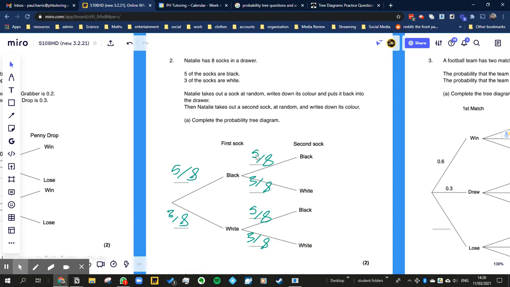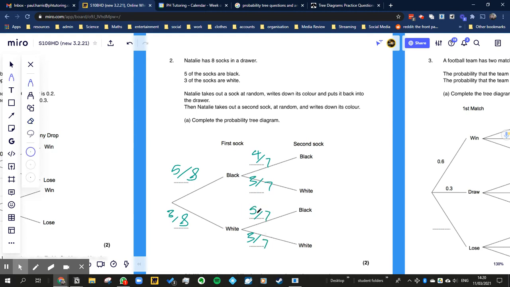Now, how would this change if you didn't put it back in the drawer? Well, there wouldn't be 5 socks anymore. There'd be 4 black socks, and there would be a total of 7 socks, not 8. So what's the probability of getting a white? There's still 3 white socks, but you're pulling it out of 7 socks, aren't you?